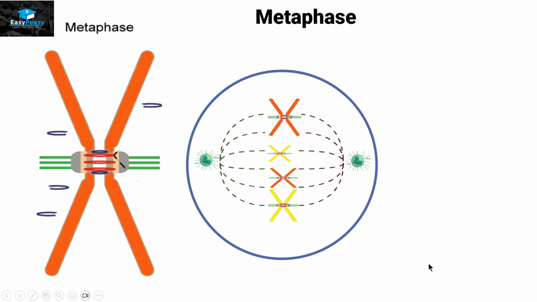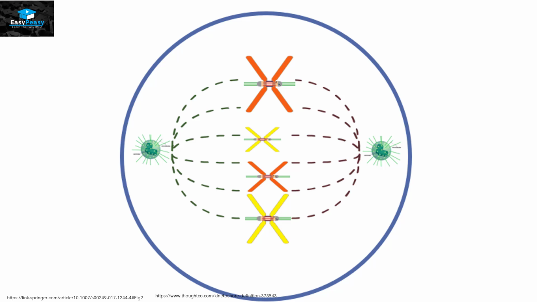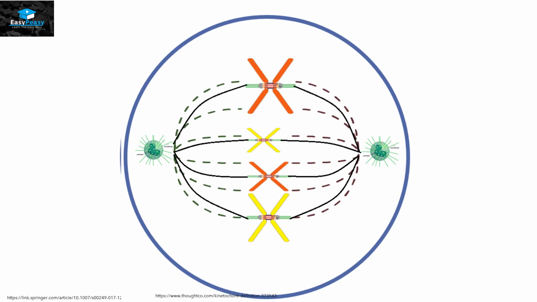Now, this spindle fiber that is originating from centrioles is not that simple. We have different types of microtubules originating from the centrioles, making it a spindle fiber. The first microtubule that we are going to talk about is the kinetochore microtubules, that is represented with the solid lines. These solid lines are going to attach themselves to the kinetochore tubules that are coming from the chromosomes.